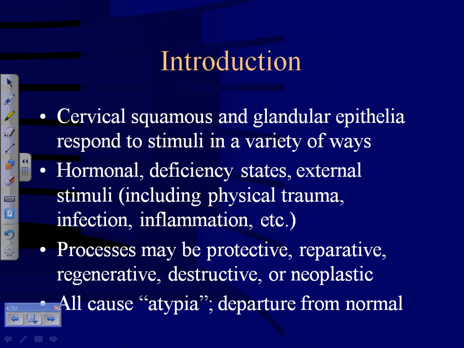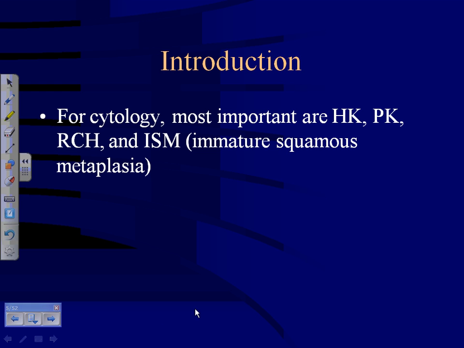But today, our focus is really on euplasia and proplastic changes, reactive, regenerative changes. Now again, even these changes can cause some atypia, which refers to a departure from normal. But atypia here doesn't necessarily mean it's an atypia associated with dysplasia or malignancy. It's just some kind of abnormality to the nucleus. So today, really what we're focusing on in this lecture is HK, PK, reserve cell hyperplasia, and squamous metaplasia, both immature and mature.